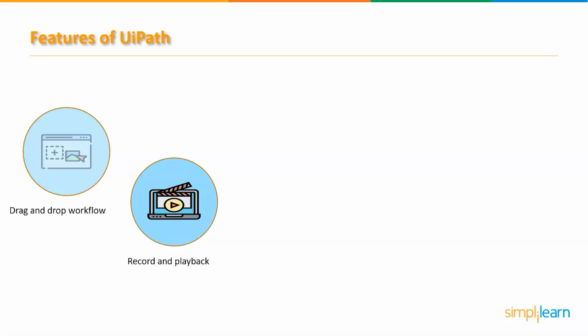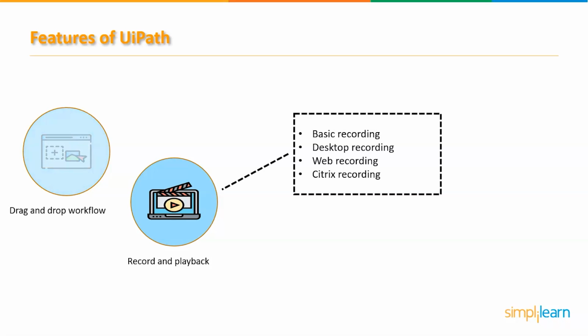UiPath has the following types of recording options. Basic recording. It focuses on automating single tasks and is commonly used to develop each activity's complete selector. Desktop recording. It can be used for a variety of actions as well as actions development. Web recording. It is a common tool for viewing and recording web page activities. Citrix recording. It is very widely used for recording stuff like pictures and virtualized environment automation.